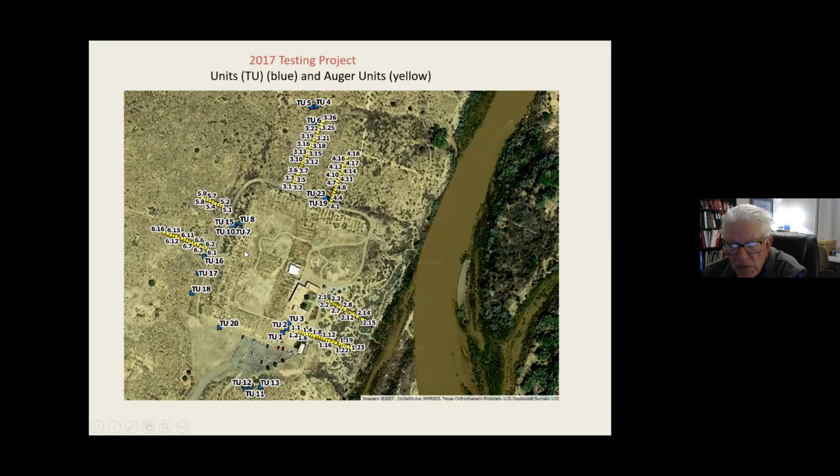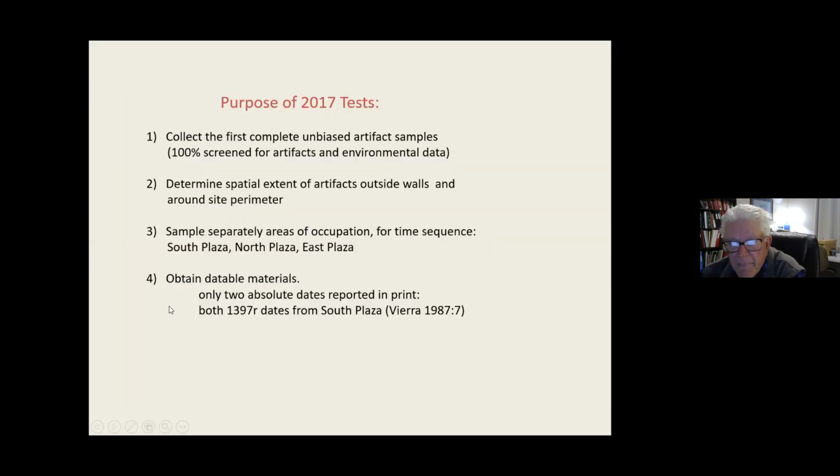So there was no actual excavation inside, but the debris thrown out or discards from these areas presumably rested in these adjacent marginal areas and was picked up in these test units. So again, the purpose of the 2017 testing project was to collect the first complete unbiased artifact sample. All of it was screened 100% for artifacts and environmental data.